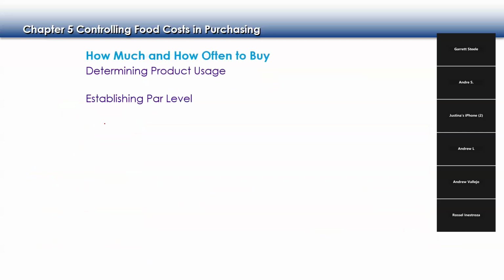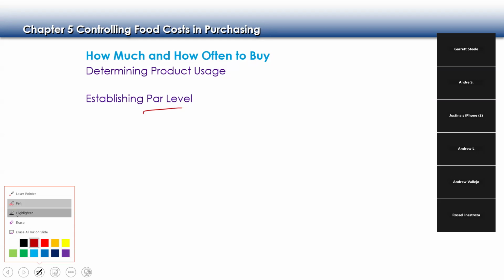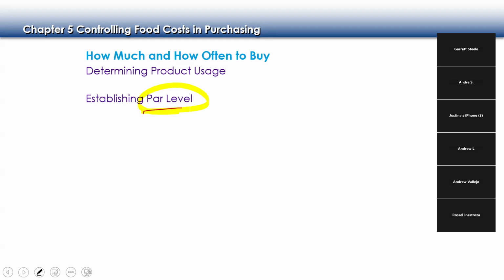All right. The next thing, number 5, is our par. Our par level is how much we have to have on hand in order to operate. The minimum amount we need to have on hand is the par, okay? And in order to find out our par, we have to determine what our product usage is, okay?